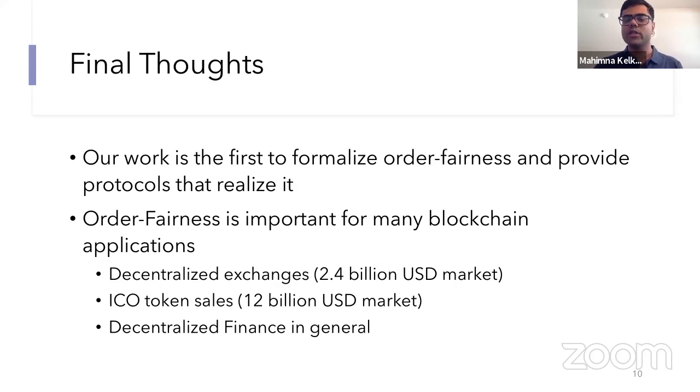So just some final thoughts. Our work is the first to formalize order fairness and provide protocols to realize it. And we think order fairness as a primitive is important for a lot of blockchain applications. I mentioned decentralized exchanges briefly before, but we think in general, decentralized finance could benefit from fair ordering. And this could also be important for initial coin offerings, or ICOs, for a chance to do fair investing.